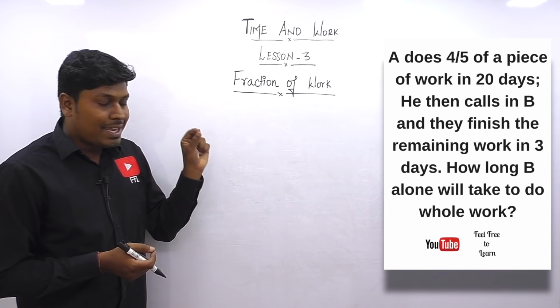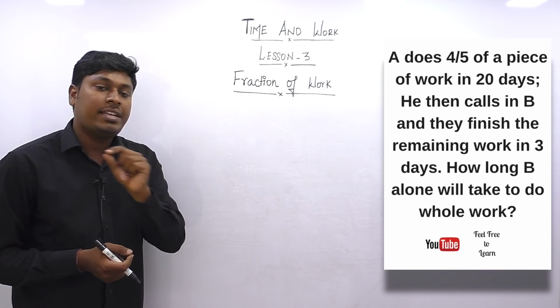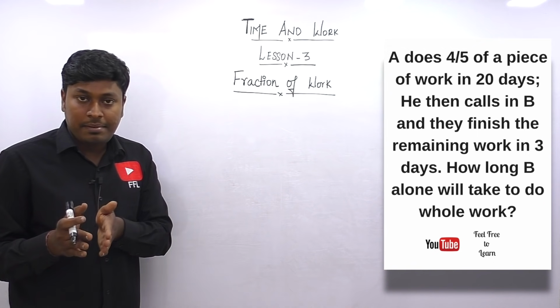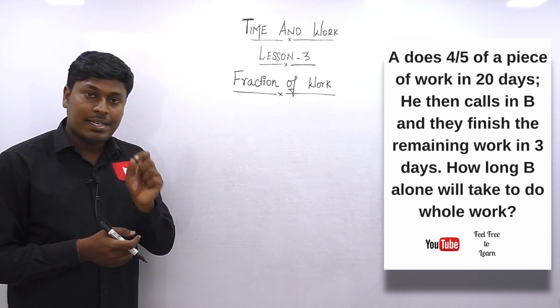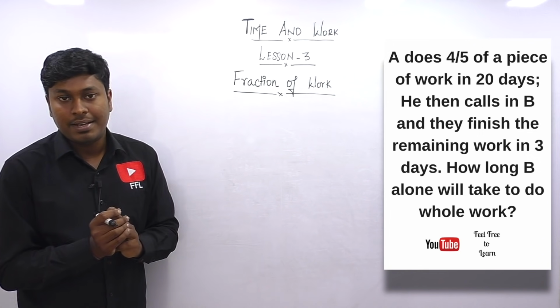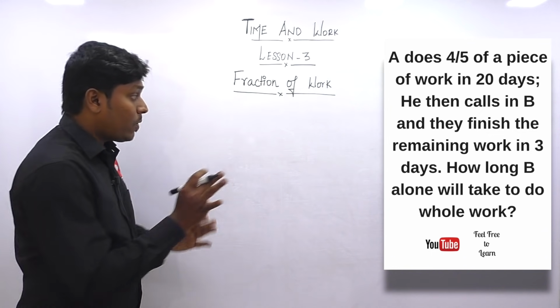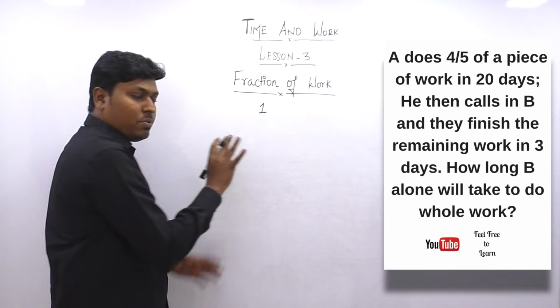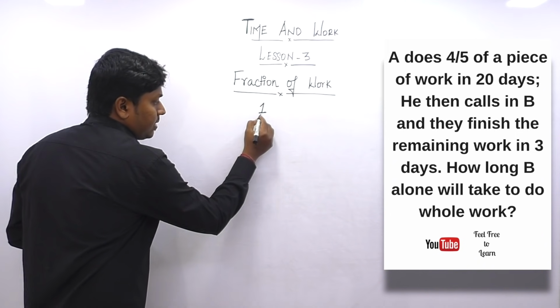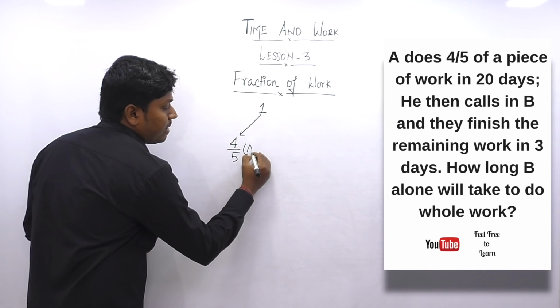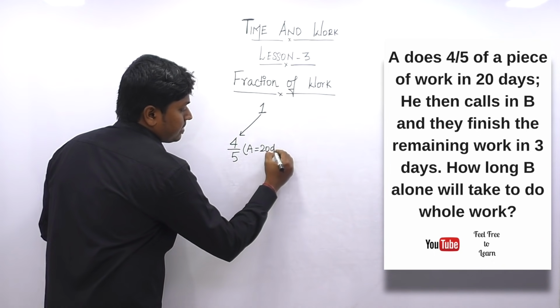First of all, A does 4 by 5 of a work in 20 days. And the remaining work is done by both A and B in 3 days. So our target is to find how many days B alone will take to complete the work. Interesting question, friends. Listen here to how I am solving this question. First of all, let me keep the work as 1. So out of this 1 work, first 4 by 5 of the work is completed by A in 20 days.